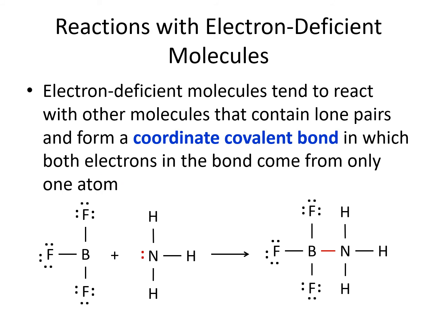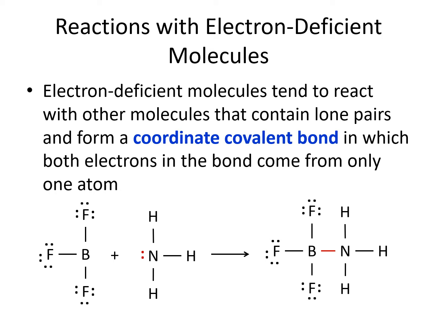Electron-deficient molecules can do some cool reactions, including forming a coordinate covalent bond. They can react with a molecule like ammonia that has a lone pair on the central atom. The lone pair fills in the empty spot on the boron and makes a bond.